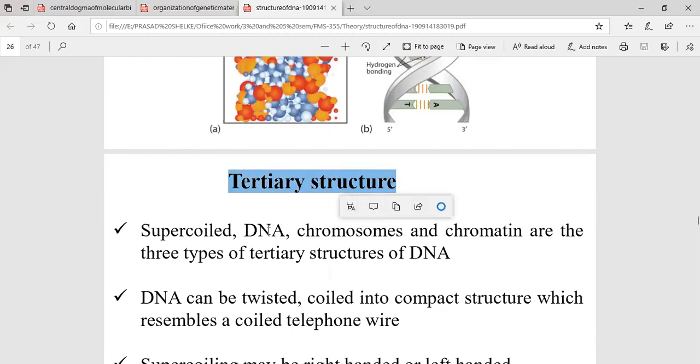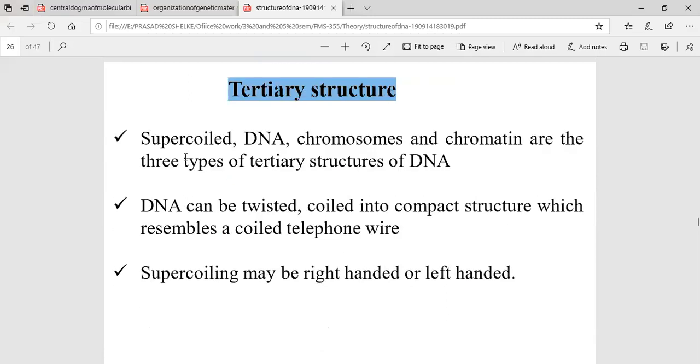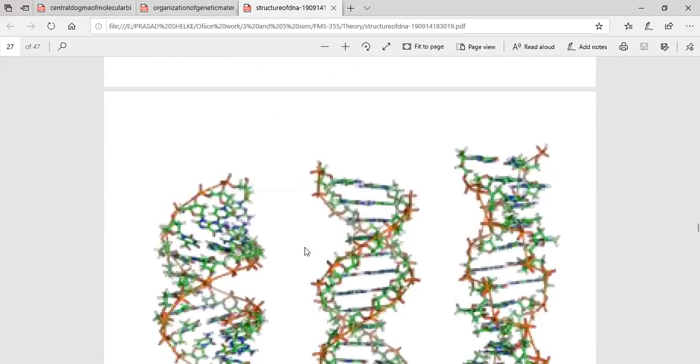Then the tertiary structure. The supercoiled DNA, chromosome and chromatin are the types of tertiary structure of DNA. After this double helix molecule, this secondary structure also gets supercoiled, and that is contained in some fibers, the chromatin fibers and chromosomes, that we call the tertiary structure.